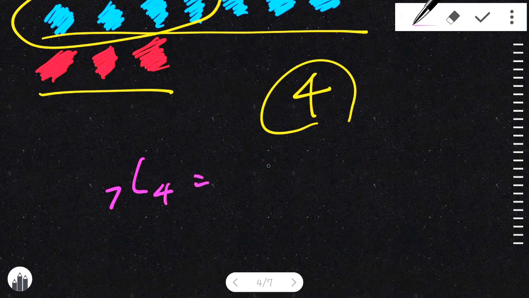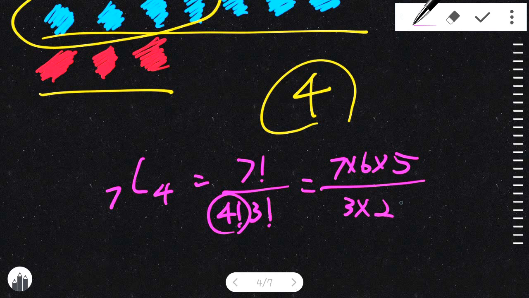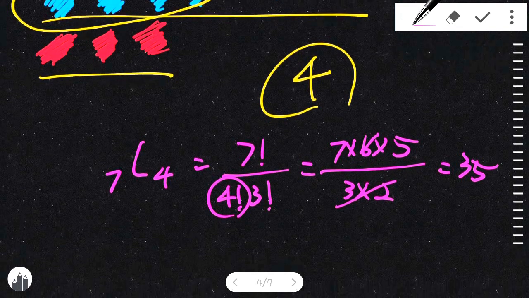That will be 7 factorial over 4 factorial times 7 minus 4, which is 3, 3 factorial. This is 7 times 6 times 5, because from the 4, it's all divided out, cancelled out by 4 factorial here, divided by 3 times 2, which is 6. So we cancel out here. It becomes 35.